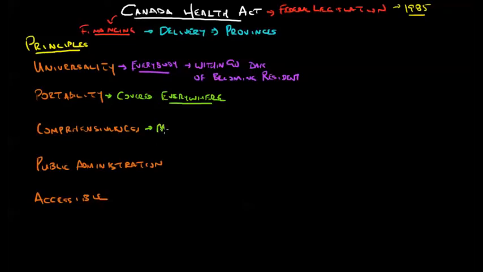Comprehensiveness, then. Now, this is the one that's probably the most contentious, and this is where we have a whole bunch of different items that vary from province to province. The idea with comprehensiveness is that we're going to have medically necessary services covered, but there are lots of exceptions here and some things that some people would probably suggest are medically necessary. So a lot of provinces, for example, don't cover ambulance rides.